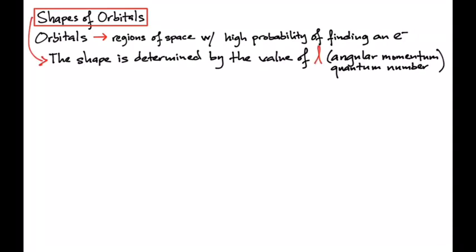The shape of the orbitals is determined by the value of L, which is one of the quantum numbers, right? It's the angular momentum quantum number. And so if you have L equals 0, that tells you that you have an s orbital. If you have L equals 1, that indicates that you have p orbitals, L equals 2, d orbitals, and L equals 3 would be f orbitals.